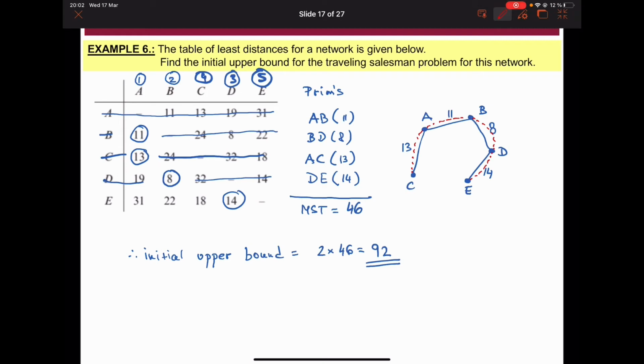But now the question is whether I could improve this initial upper bound somehow. When you look at it, let's say I start at A, and I could go all the way to E. But once I'm there, instead of going back through D, B, A, I can check if there is a possibility to pass directly from E to C. And when you look at E and C, they are connected. Okay, so I could do this. I can connect it, and that would be 18.